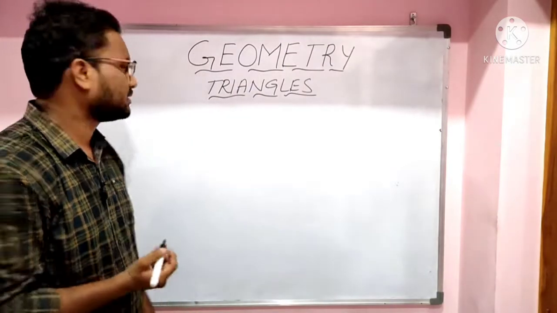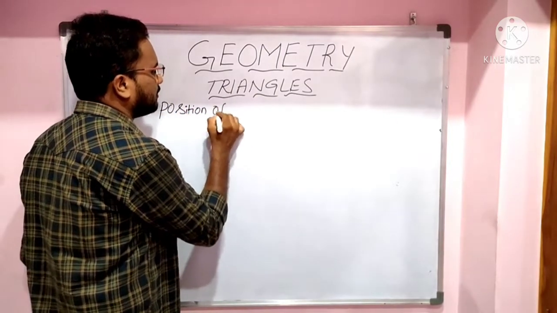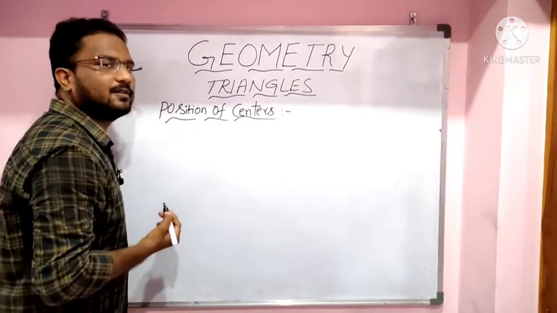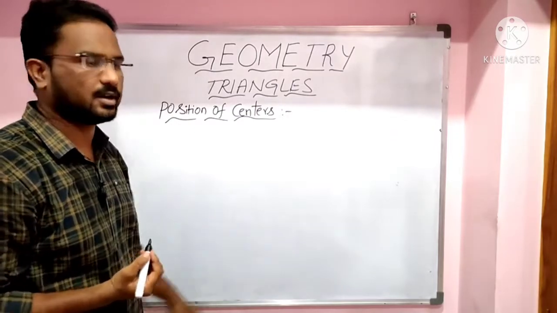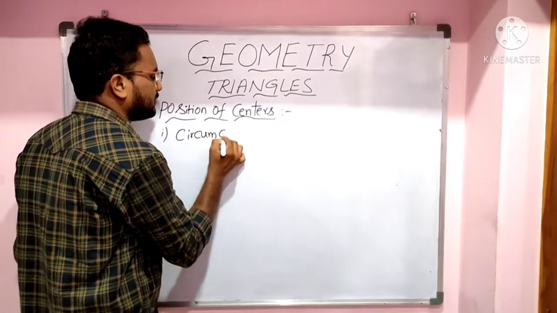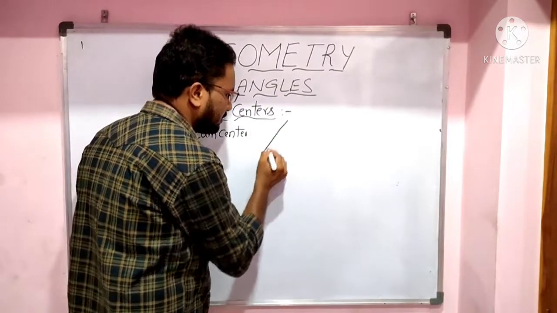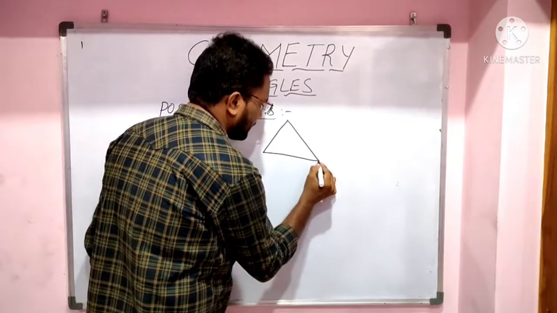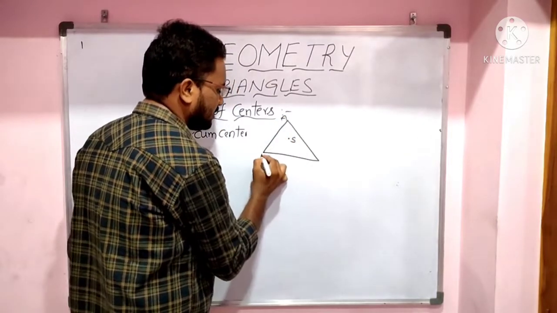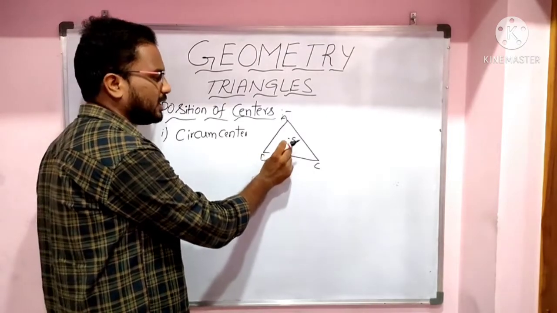So next one, position of centers for different types of triangles. First we will take circumcenter. If you take an acute angle triangle, in acute angle triangle circumcenter always lies inside the triangle. Let us say ABC is an acute angle triangle, then the circumcenter lies always inside the triangle.